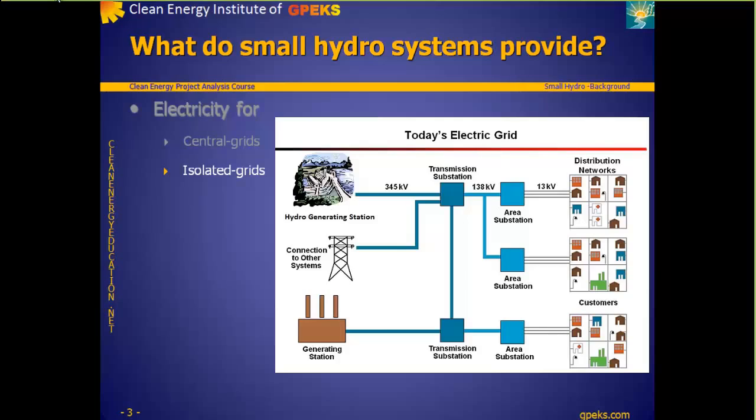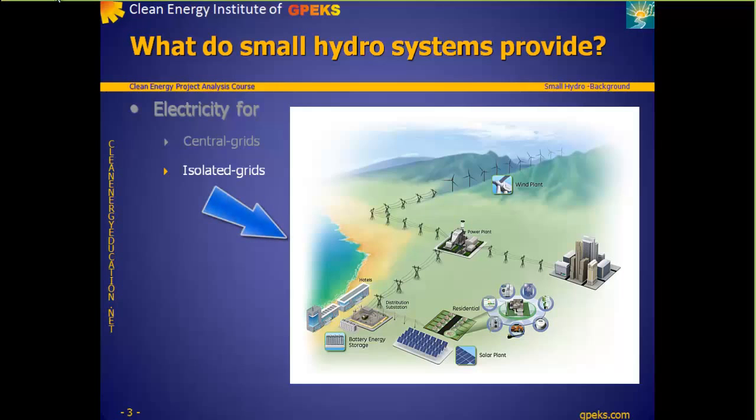A central grid is one that covers a vast geographical area with thousands of generators and millions of consumers. The North American electricity grid is one example. An isolated grid is a smaller network of generation and distribution facilities, not interconnected with the central grid, that supplies electricity to a limited area, such as a remote community or the communities on an island.